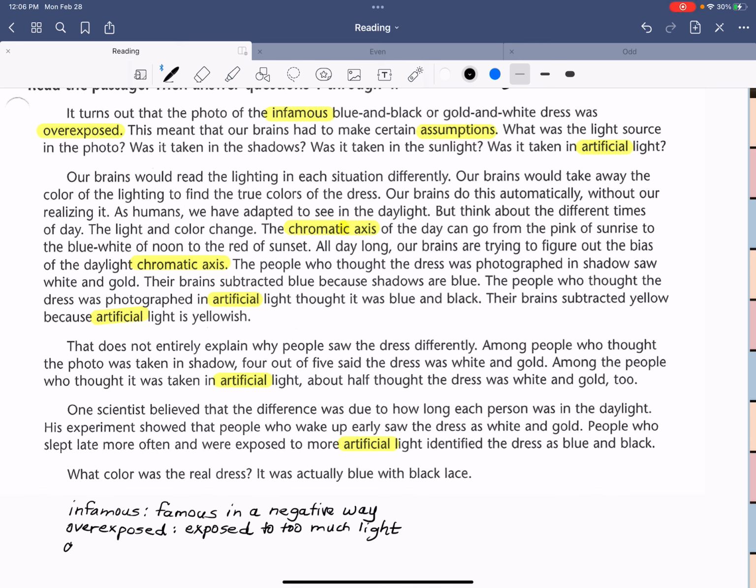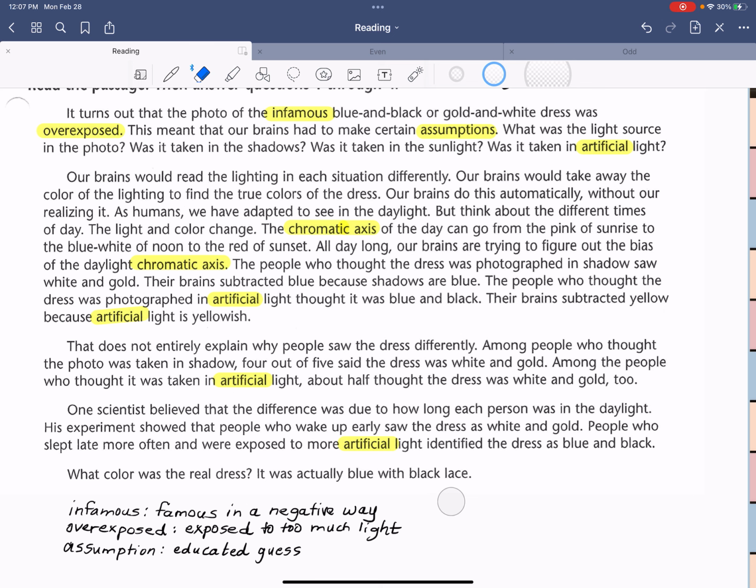An assumption, I'm just going to call that an educated guess. To the best of my knowledge, it's true. So it says that your brain has to make an educated guess about when a photograph was taken or how much light was exposed to that dress when the photo was taken.